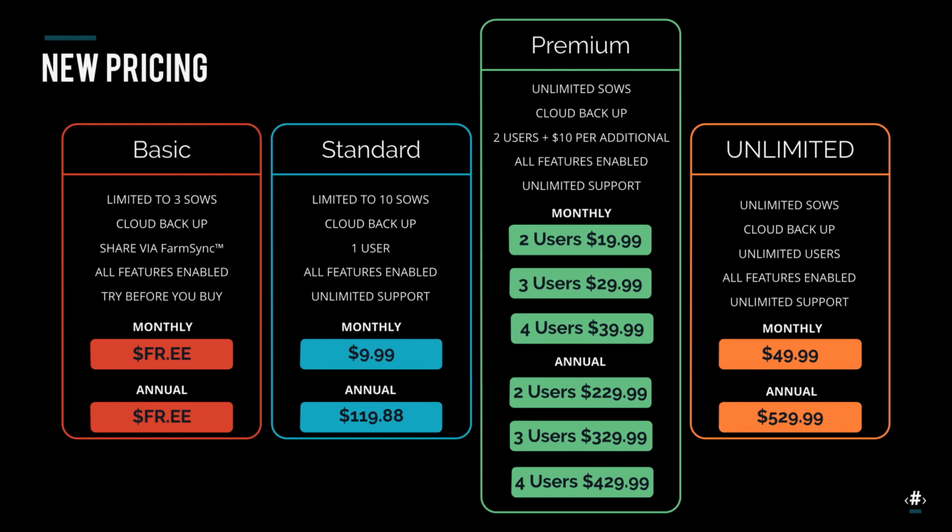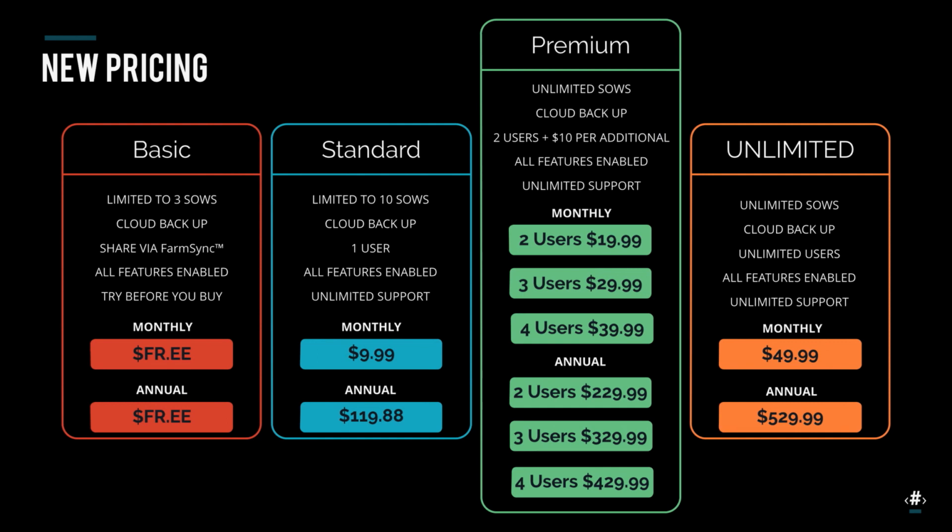So now you can purchase a standard monthly subscription for $9.99, or you can purchase an annual subscription for $119, and that is limited to 10 sows. Of course, all of your information is automatically backed up in the cloud, just like it always has been and always will be. You get 1 user, so that would just be yourself, and all the features are enabled, and of course you have unlimited support. Nothing different than what you would get at any other level, other than you are limited to 10 sows, and you can be the only user with that specific information. So you can log into the web portal, or you can have the app on your phone, but you're the only user that's allowed to use that data.